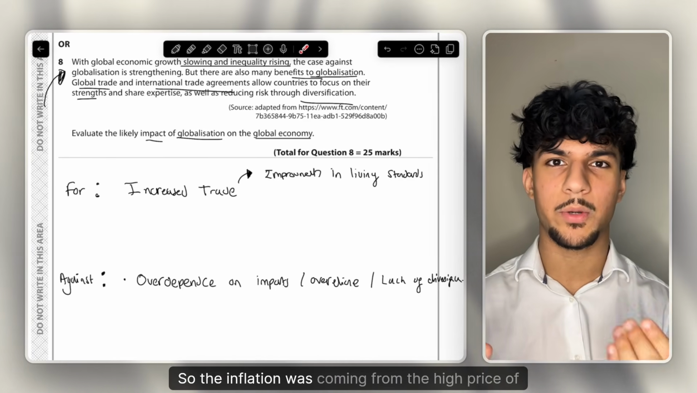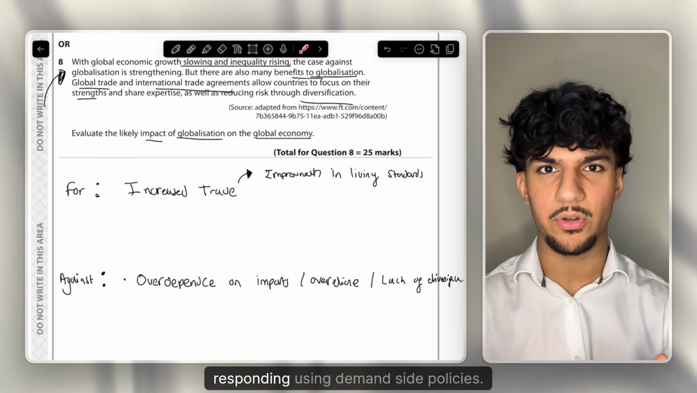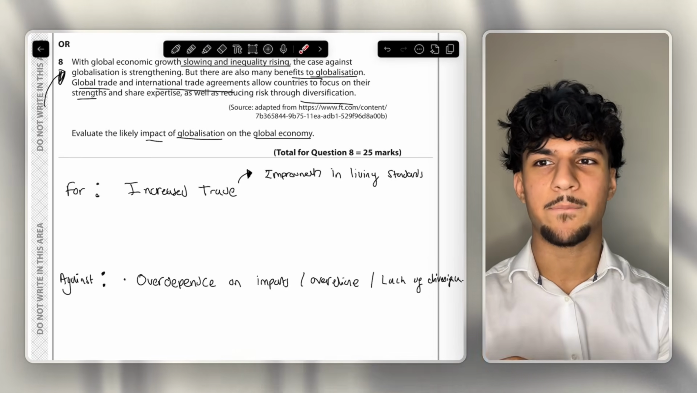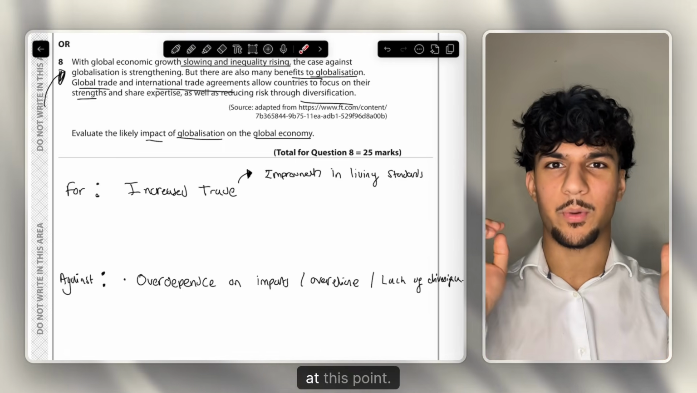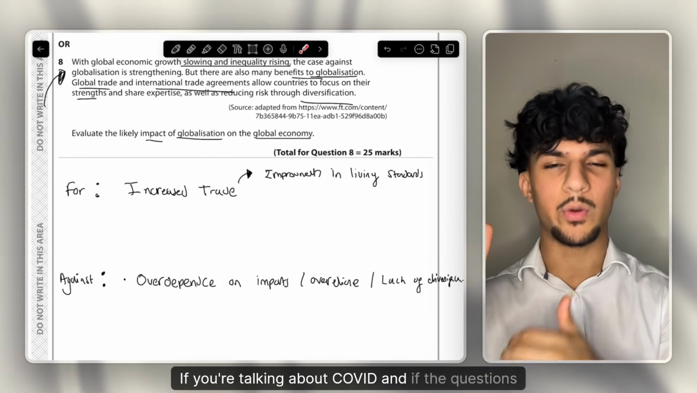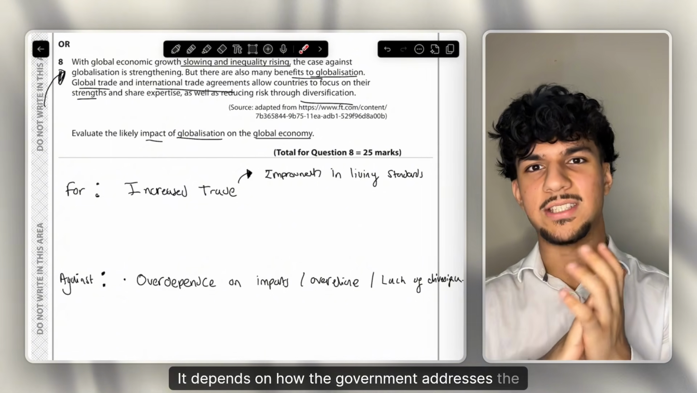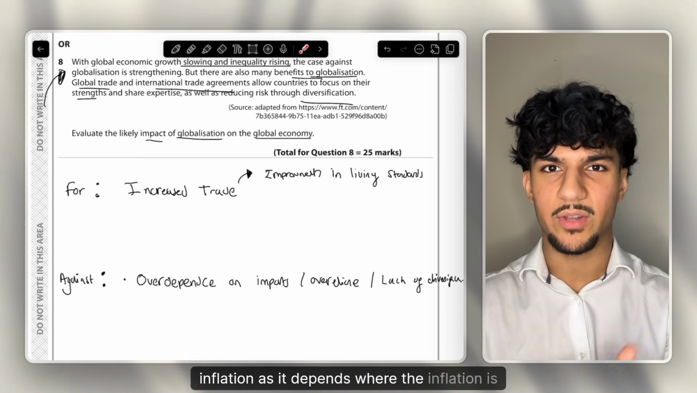So the inflation was coming from the high price of these gas imports, but the government was responding using demand-side policies. So it is very in depth and very high level at this point, but it works as a really good evaluation point if you're talking about COVID and if the questions are related to it. However, it depends on how the government addresses the inflation, as it depends where the inflation is coming from.